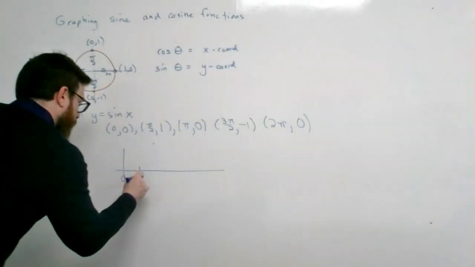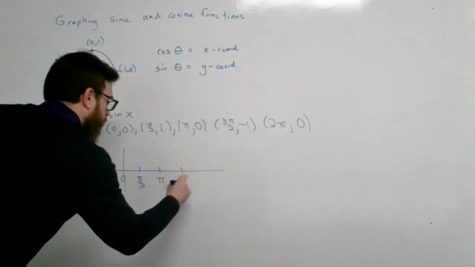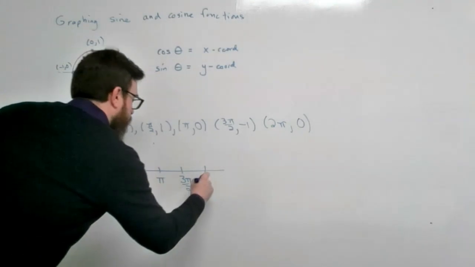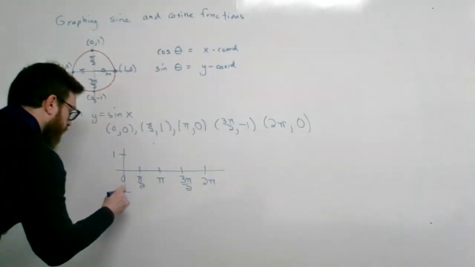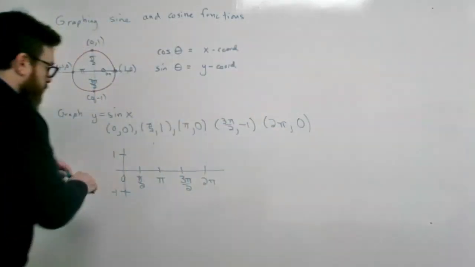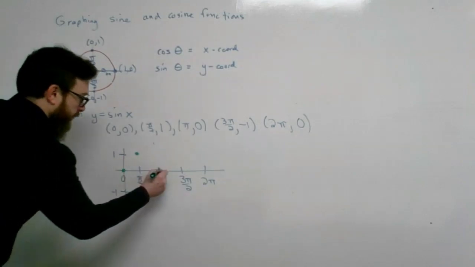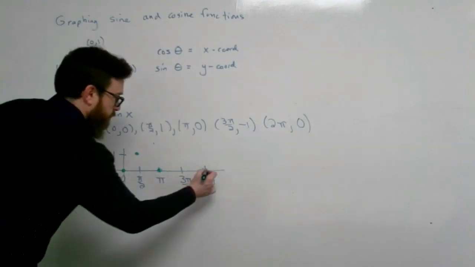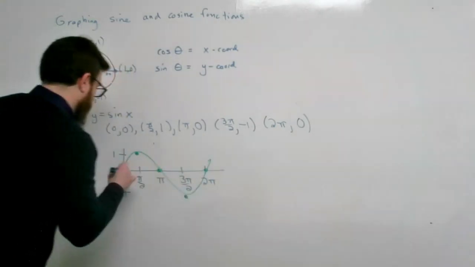So 0, pi over 2, pi, 3 pi over 2, 2 pi. We're going to have similar inputs and outputs, 1 and negative 1. But now we're going to graph 0 comma 0, pi over 2 comma 1, pi comma 0, negative 1, back to 0. So we can see that the sine function looks like this.